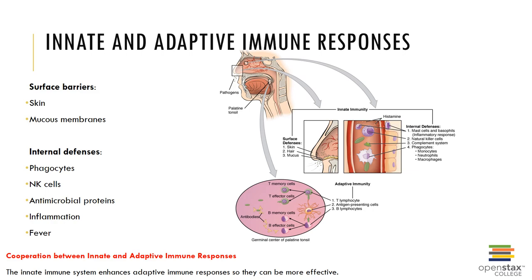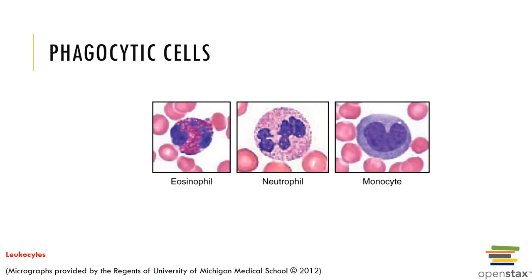The internal defenses consist of phagocytes, NK cells, antimicrobial proteins, inflammation, and fever. Let's take a look next at the phagocytic cells. The phagocytic cells are cells that engulf pathogens and cell debris should they make it past the physical barriers created by the skin and mucous membranes.